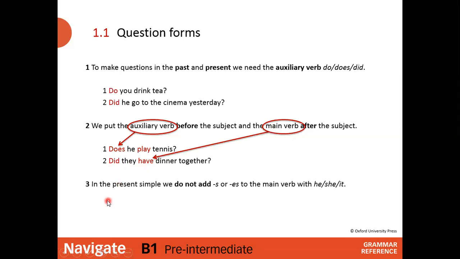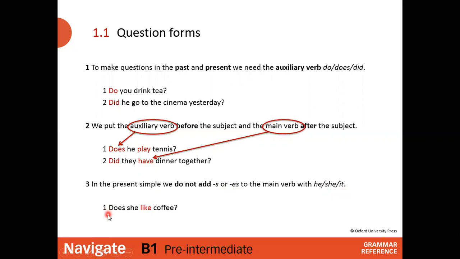All right, next rule. In the present simple, we do not add s or es to the main verb with he, she, it. As you know, in present simple, in positive sentences, after he, she, it, the verb usually takes s or es. But in questions, you don't use s or es with he, she, it.